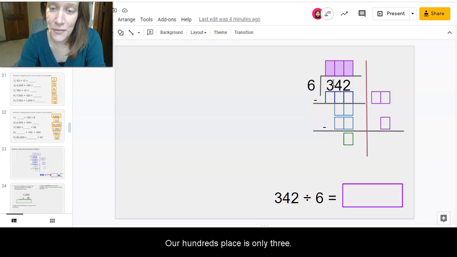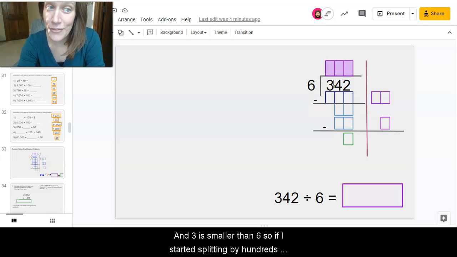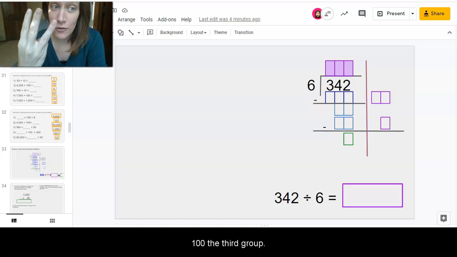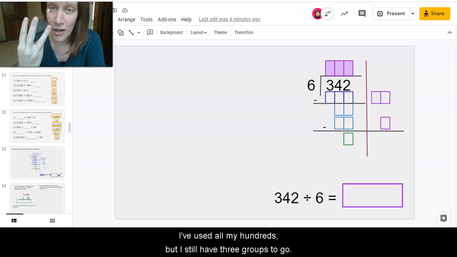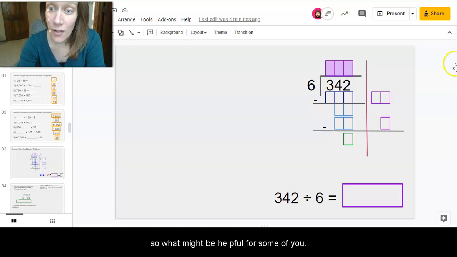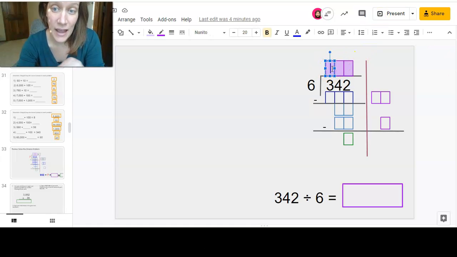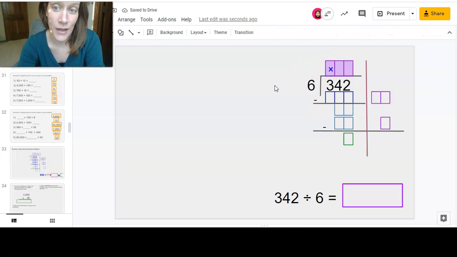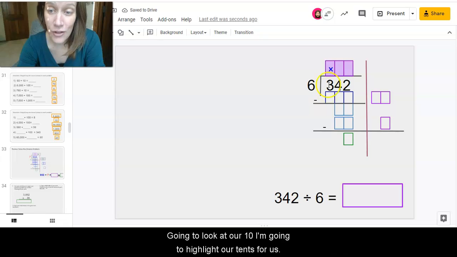Our hundredths place is only 3, and 3 is smaller than 6. So if I started splitting by hundreds and I said 100 to the first group, 100 to the second group, 100 to the third group, I've used all my hundreds, but I still have 3 groups to go. So I cannot start breaking apart by hundreds right here. So what might be helpful for some of you is to put an X right up here in this box because we know we're not going to have any hundreds. Okay? Instead, we're going to look at our tens.